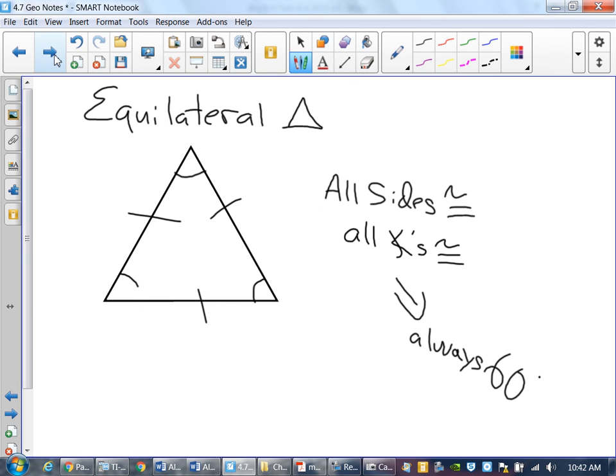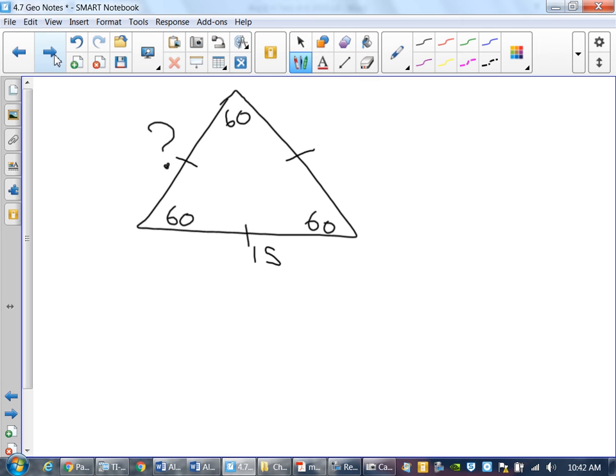So, same deal, we've done that. Hey, what does this mean? The outside. The perimeter, yeah. How do you find the perimeter of an object? You add up all the sides. So if that's an equilateral triangle and one side is 15, what do all the sides have to equal? 15. So what would be the perimeter? 45.